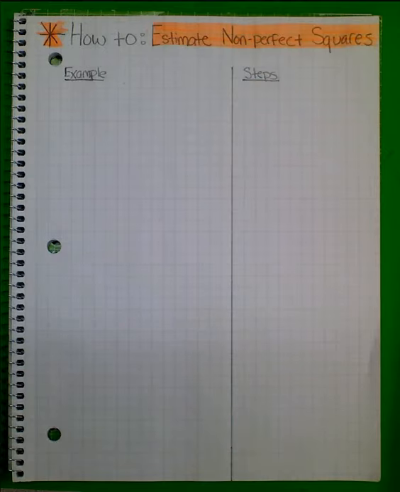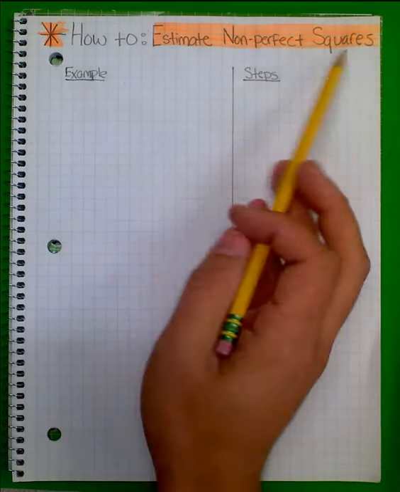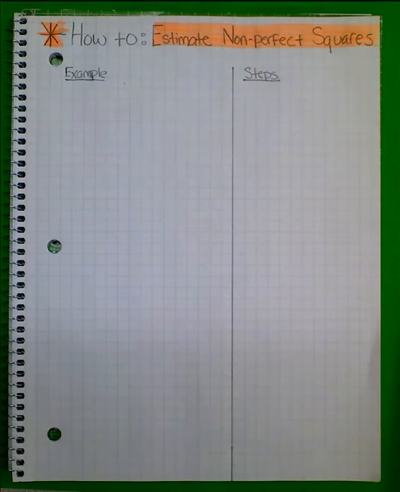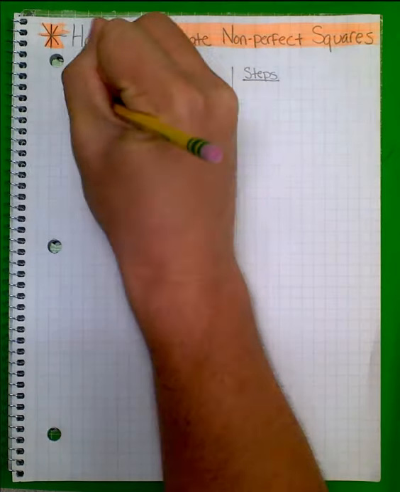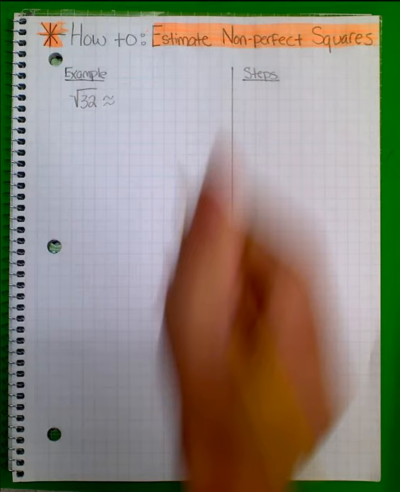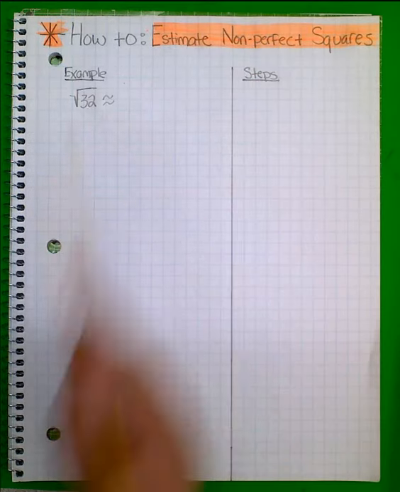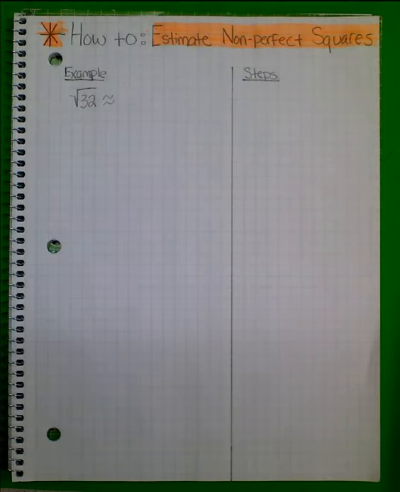In this video, we're going to learn how to estimate non-perfect squares. And we know a non-perfect square, such as the square root of 32, does not come out to be a whole number. There's no number times itself that equals 32. So we need to estimate it to figure out what values it's around.